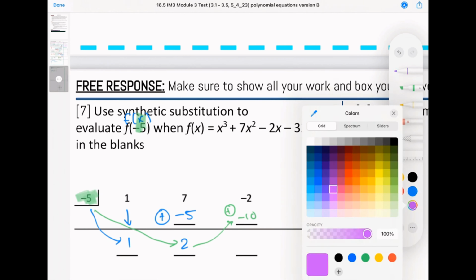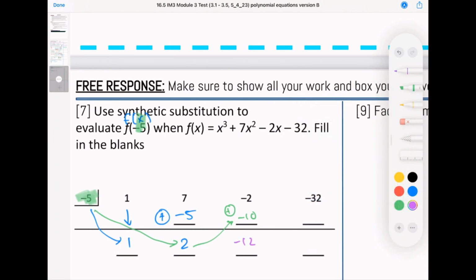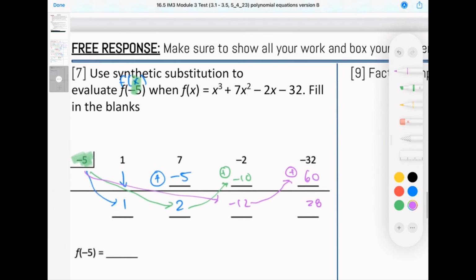Get a different color. This will equal -12. So then -5 times -12, that can be a positive 60. And then we're going to add those, and you'll get 28. So f of -5 equals 28 is my answer.